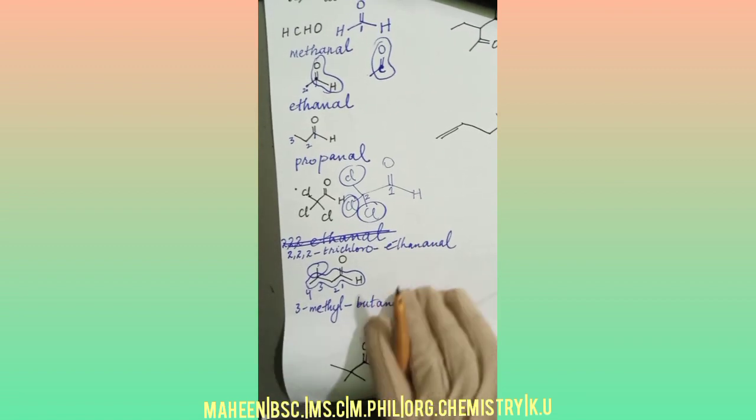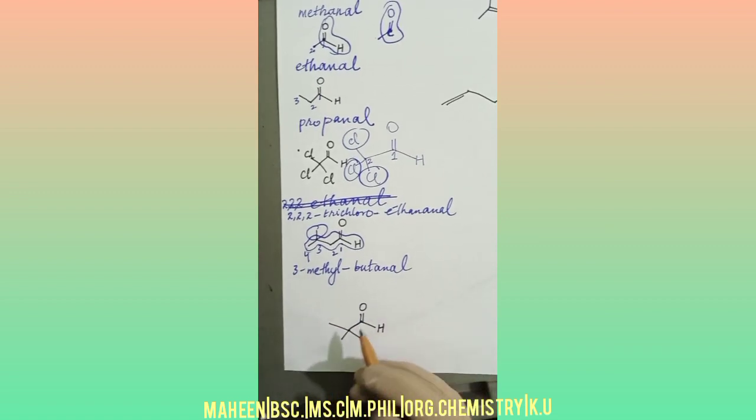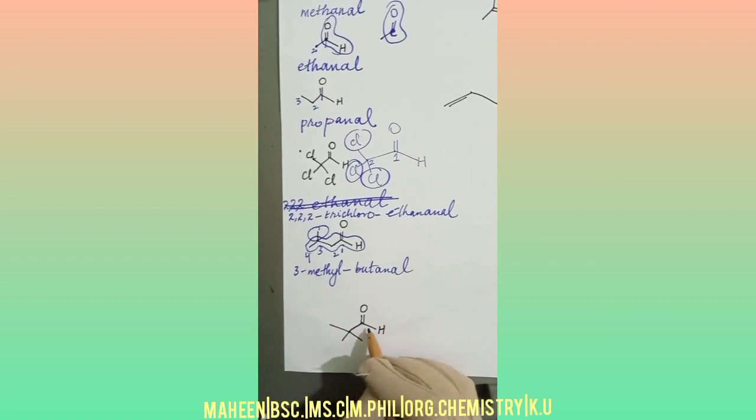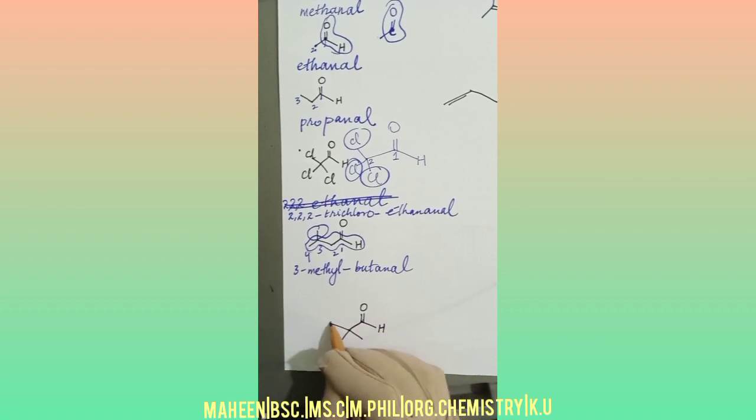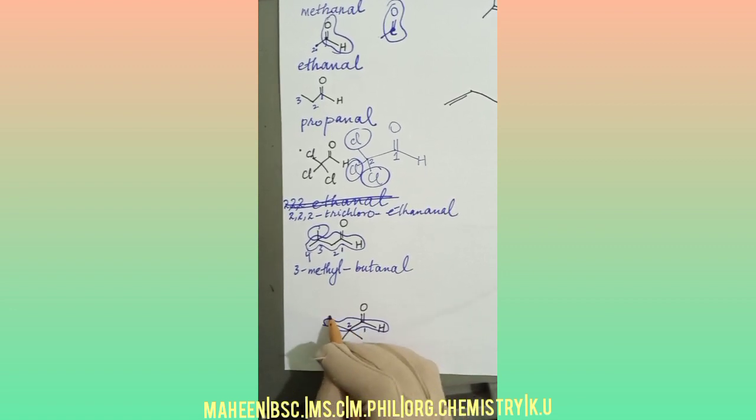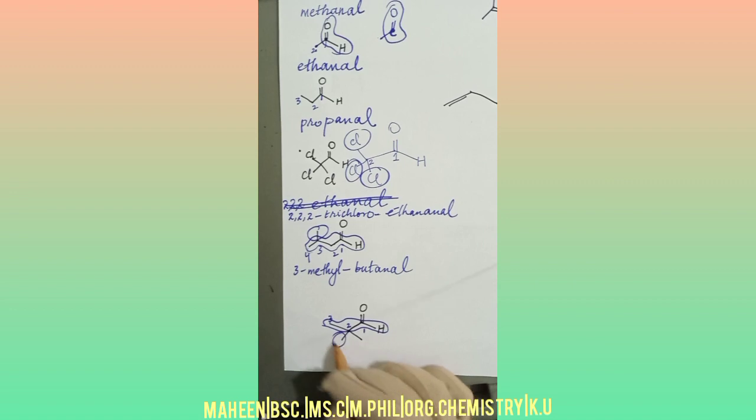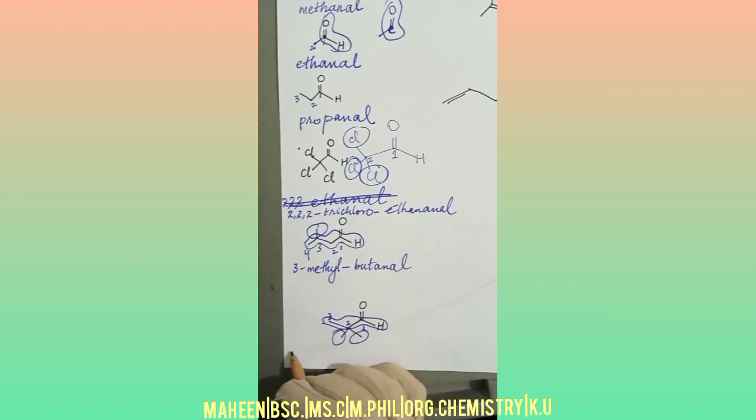Now coming to the next structure, which is this. I'm going to select my longest chain: 1, 2, 3. I can select any one of these, so I am going to select this. Going to number 1, 2, 3. I have 2 branches at the second position, so I will name them first.